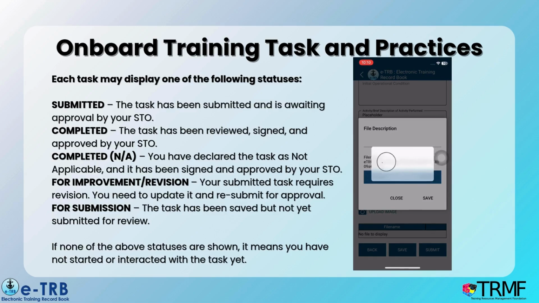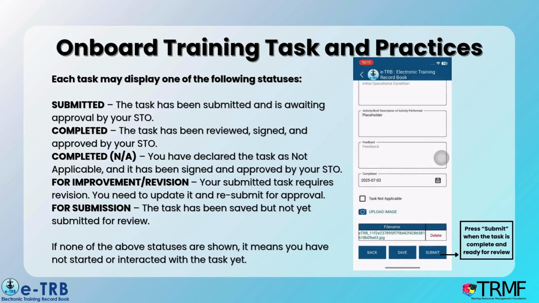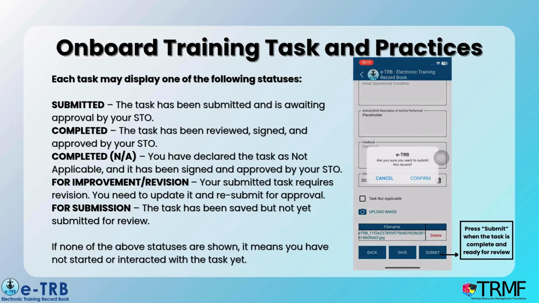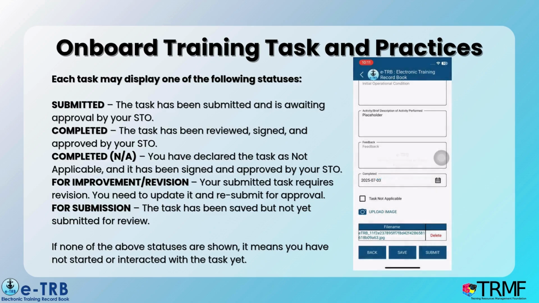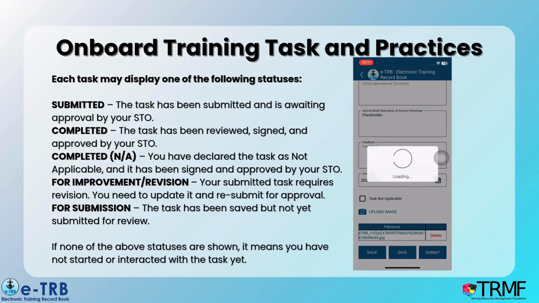For Improvement, Revision: your submitted task requires revision. You need to update it and resubmit for approval. For Submission: the task has been saved but not yet submitted for review. If none of the above statuses are shown, it means you have not started or interacted with the task yet.